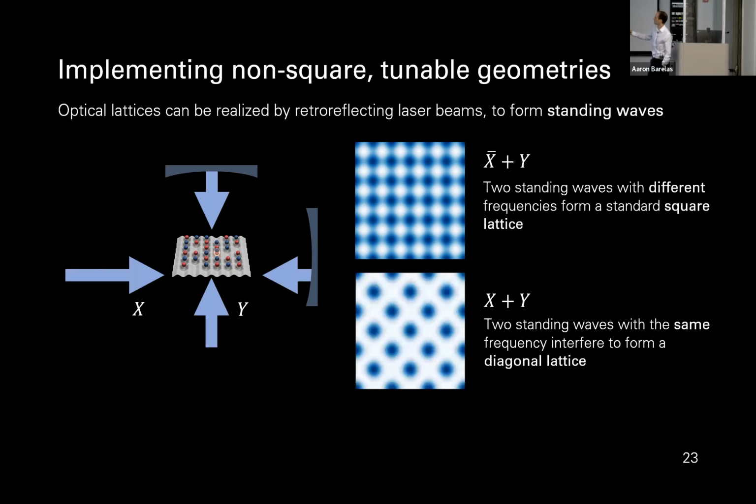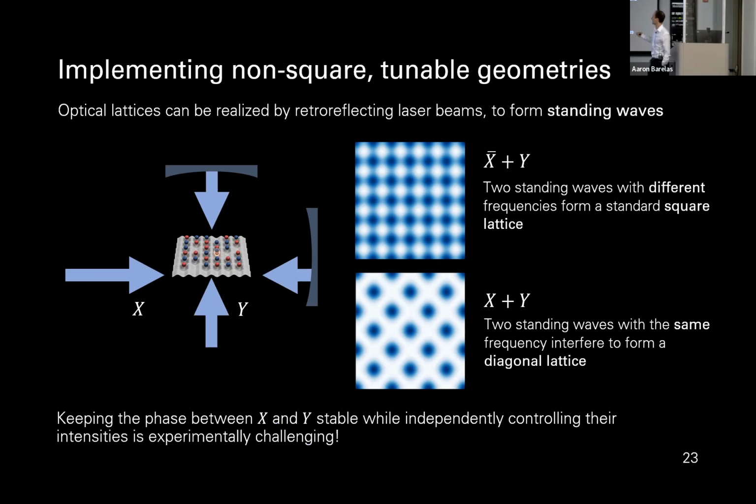Experimentally, you can also do some interference potentials using two beams that have exactly the same frequency. They are due to constructive and destructive interference effects. You're going to generate a different type of square lattice, which is a more diagonal lattice with a larger spacing, which is rotated by 45 degrees.